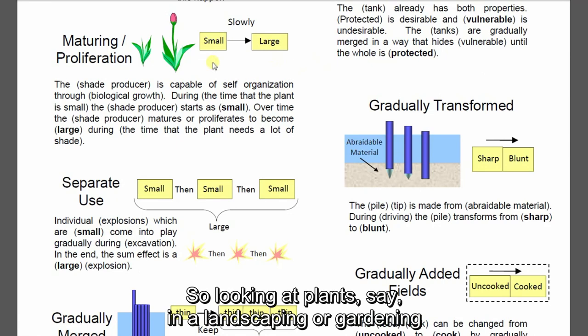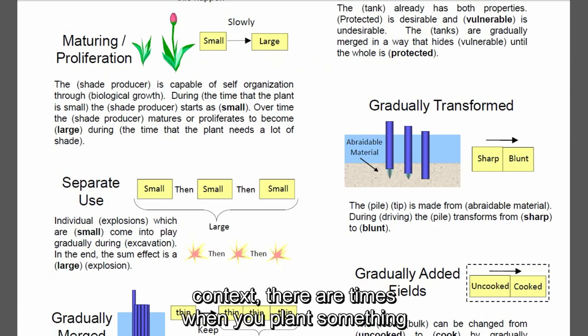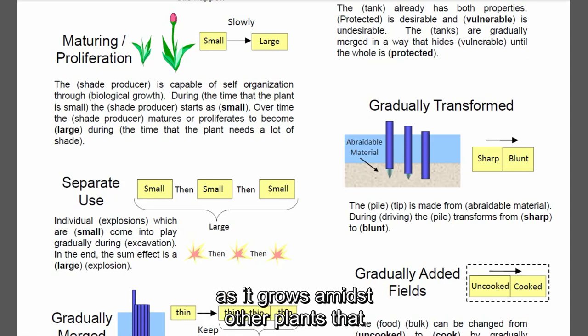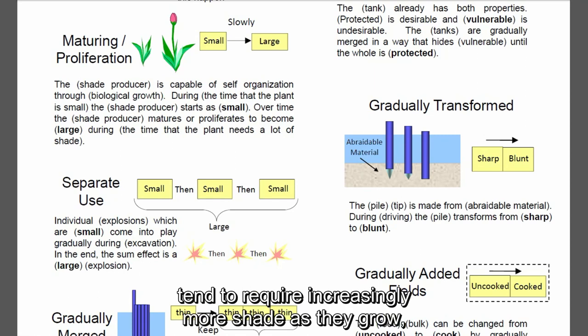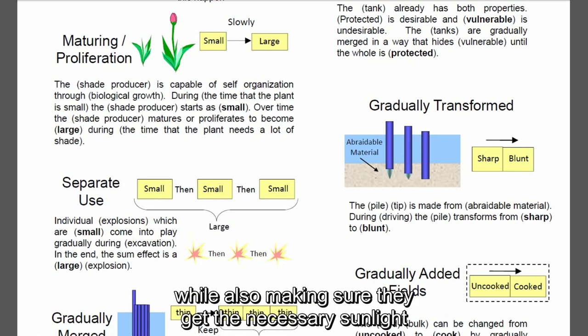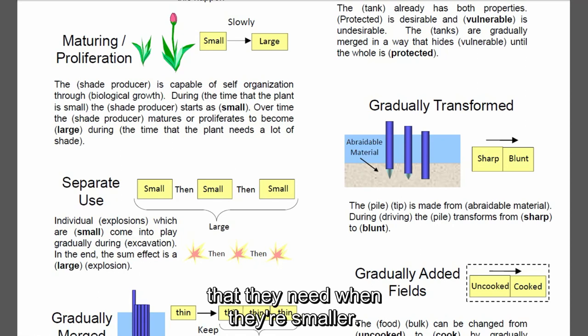say in a landscaping or gardening context, there are times when you plant something that tends to produce increasing amounts of shade as it grows, amidst other plants that tend to require increasingly more shade as they grow. And thus striking the right balance for the plants that require shade, while also making sure they get the necessary sunlight that they need when they're smaller.